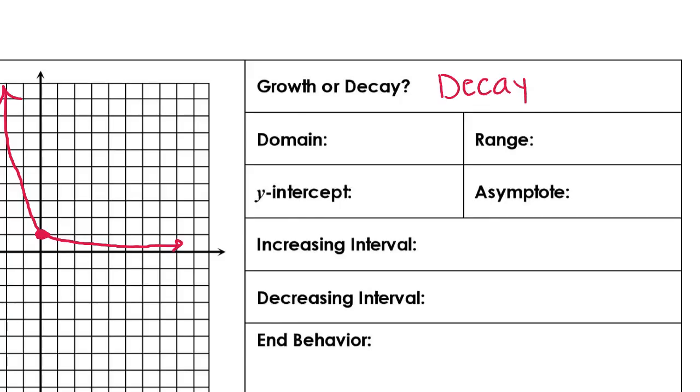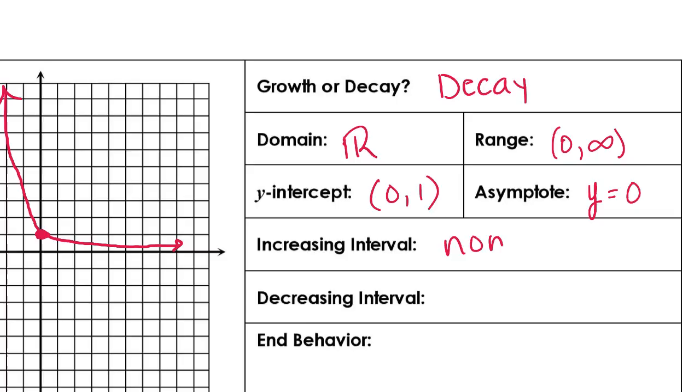Our domain, once again, should be all real numbers. Our range should be from 0 not included to positive infinity. Our y-intercept, once again, was the same. And our asymptote here, y equals 0. Increasing intervals, again, this should be none because this was a decay, decreasing from negative infinity to positive infinity. And once again, our end behavior, x is going to approach negative infinity. And then we also need x to approach positive infinity.